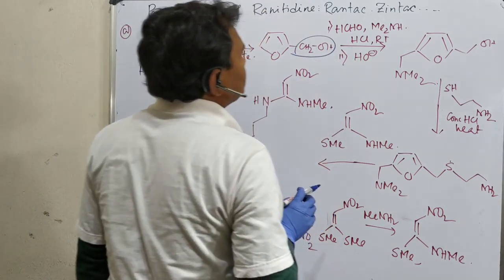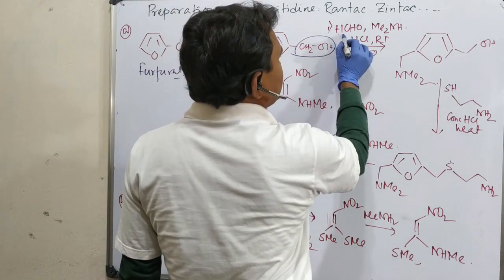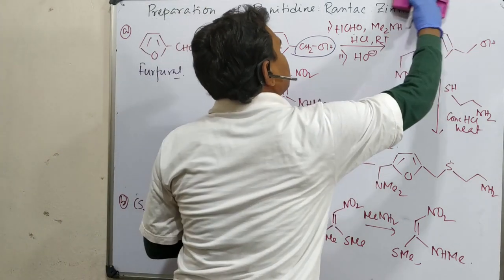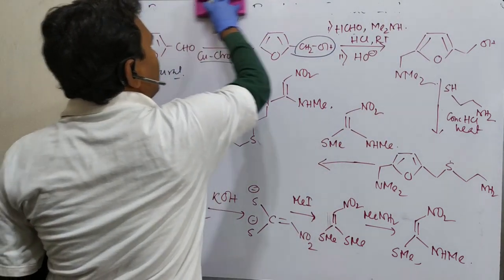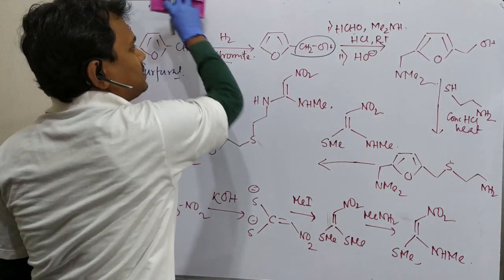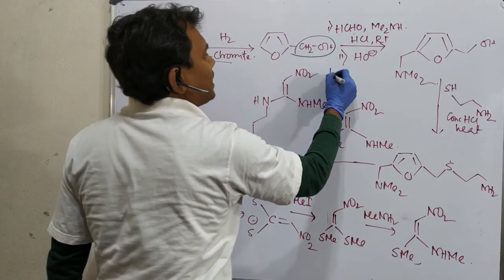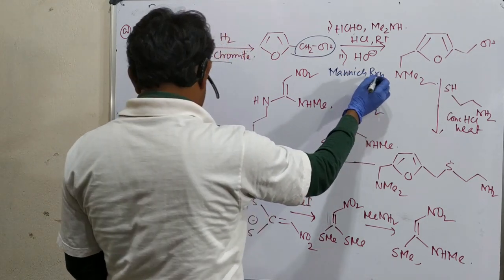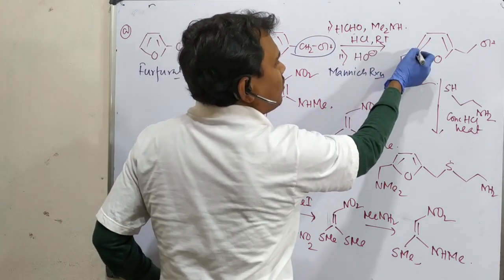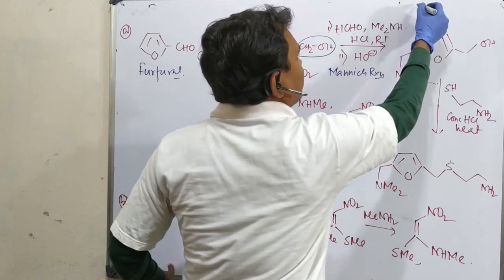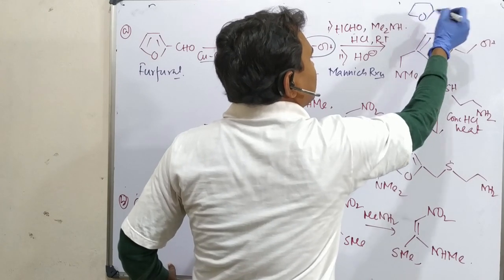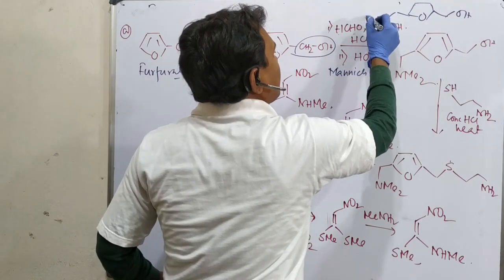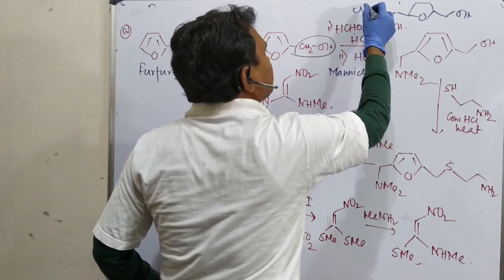Next step, this is formaldehyde and dimethylamine, in the presence of HCl. This is the Mannich reaction, as I told. It is a one carbon addition. So what did the first step result in? It resulted in the OH, CH2, NMe2 hydrochloride, with Cl minus.